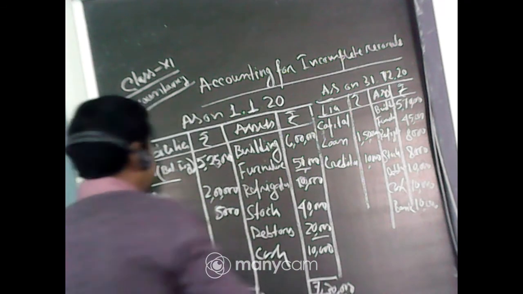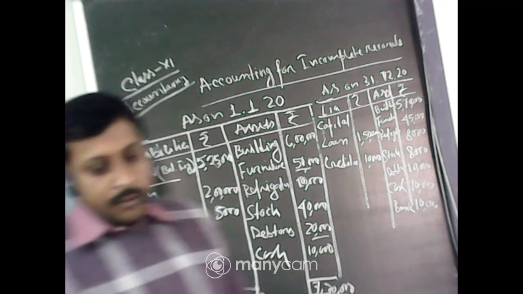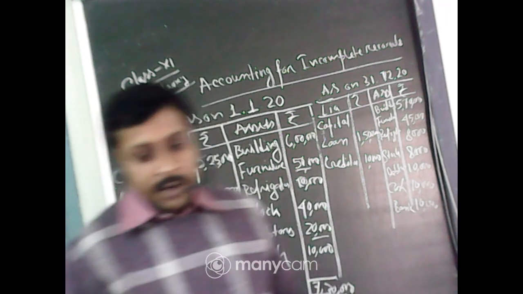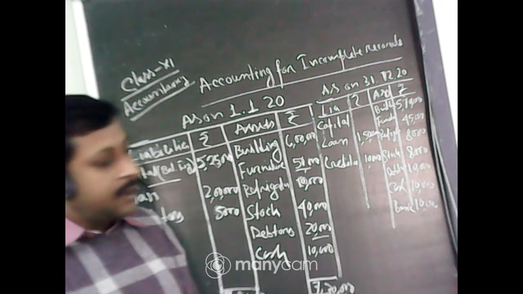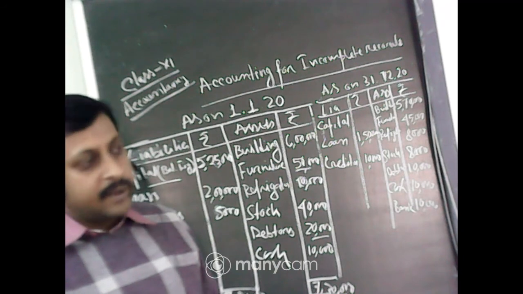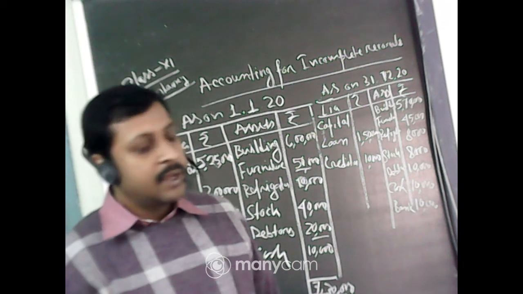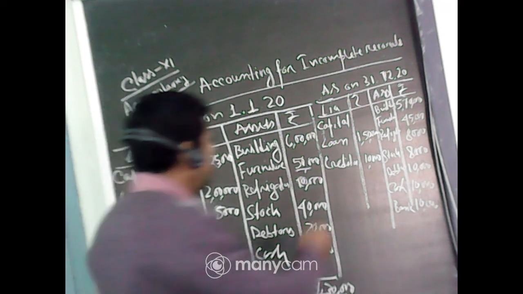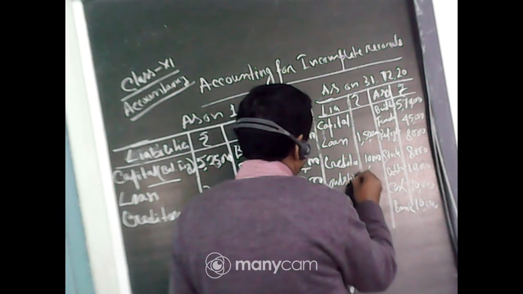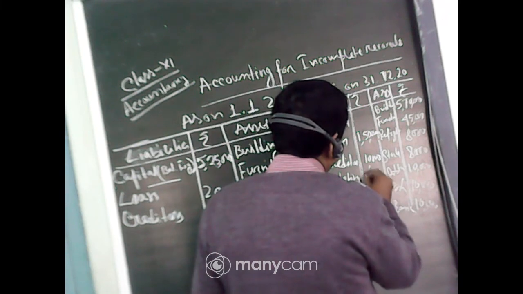Okay. Now I ask you, is there any bill, any electricity bill or water bill or telephone bill, that you still have to pay, or is anything outstanding? Yes sir, the electric bill has come, but we have not paid it yet, but we will pay it. So there is an outstanding expense also. So outstanding expenses will also be our liability. And the amount is 5,000.